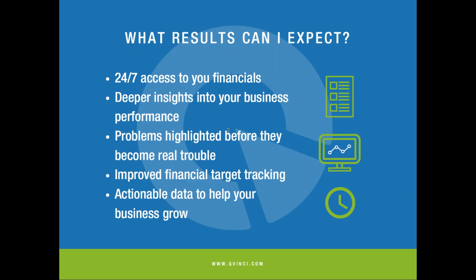Problems become highlighted before they become real trouble. That's part of the alert system. It's part of benchmarking. It's part of ranking. The ability to see how that information moves in and out of your business and see those that may be trending the wrong direction. It has just innumerable value, both at the franchisor and franchisee level.